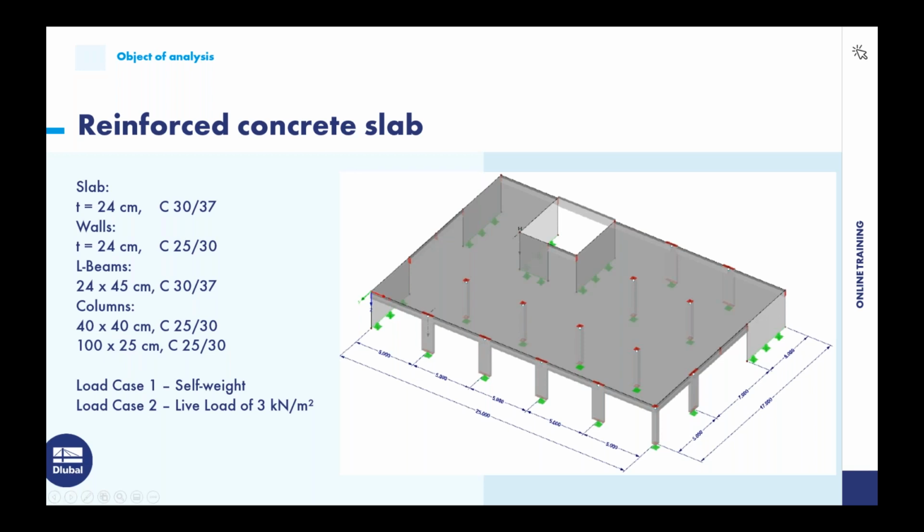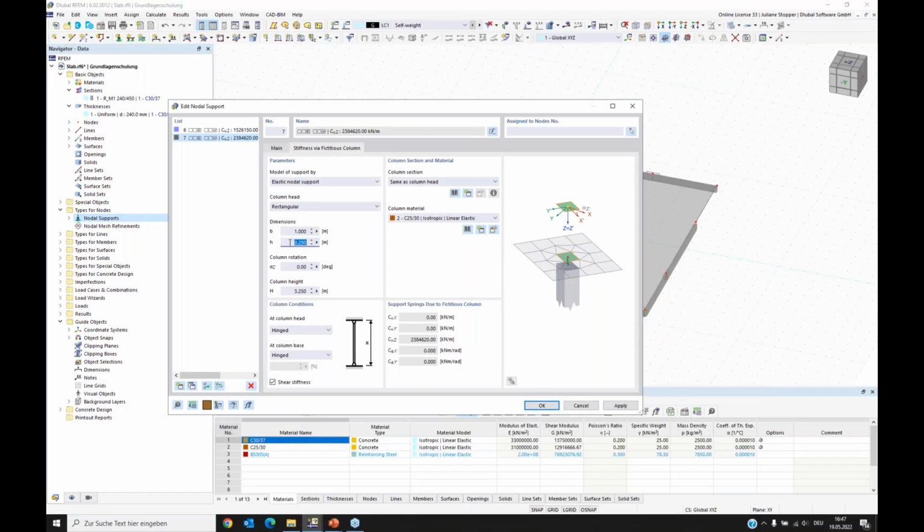It fits 25 centimeter in the height. The height of the column is 3.25 meter. This is right. And the other settings we can keep. It's right from the copy.